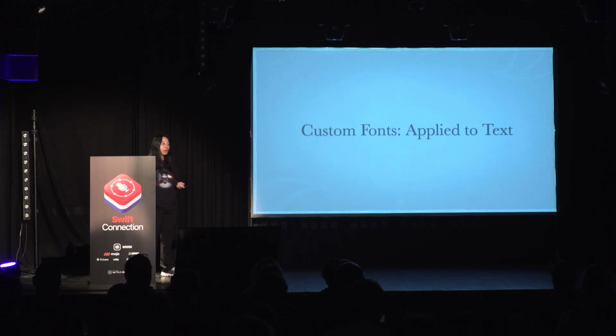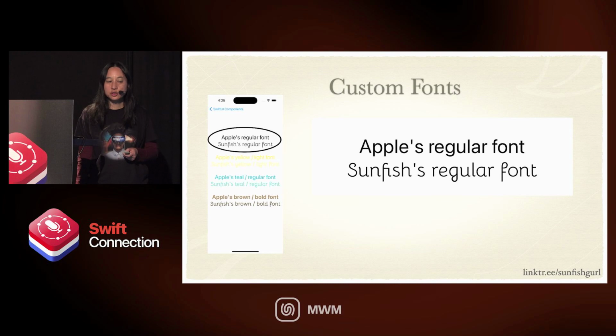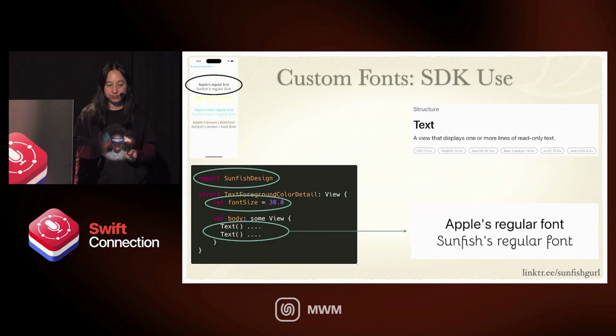Now that we've got our project set up, let's discuss how to create custom fonts that can be applied to text. As you can recall from the demo, we want to be able to display custom fonts like this. So let's start with the SDK usage.